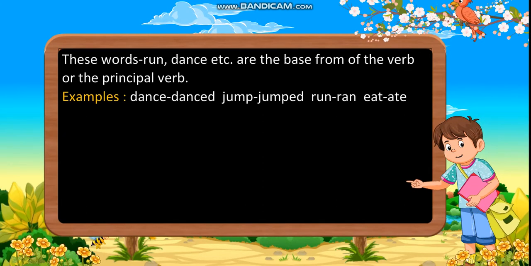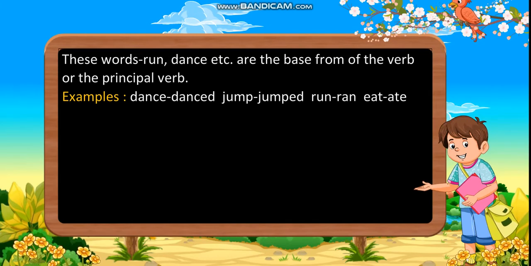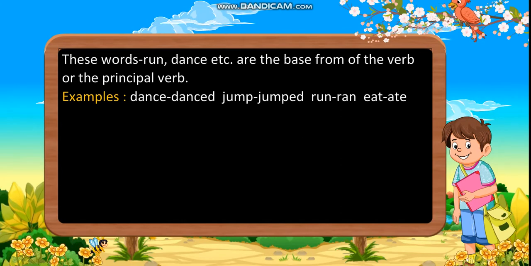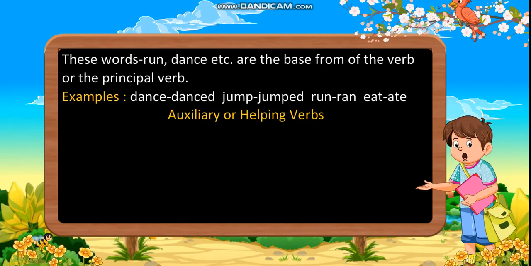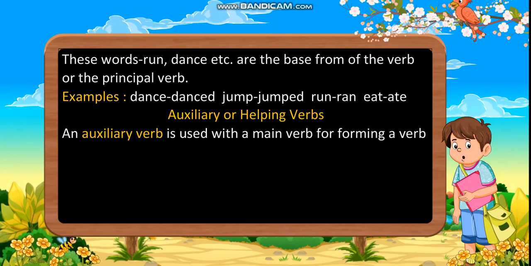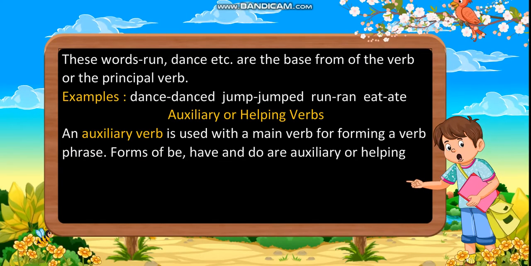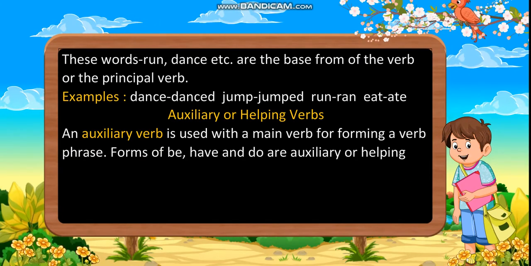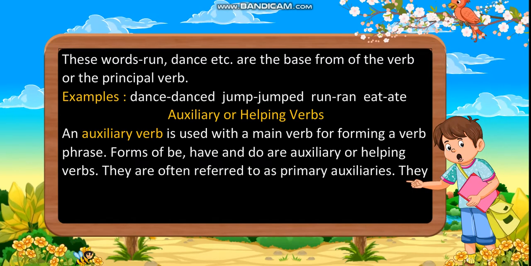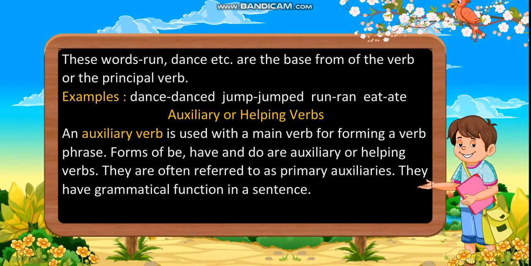Examples: dance, danced; jump, jumped; run, ran; eat, ate. Auxiliary or helping verbs. An auxiliary verb is used with a main verb for forming a verb phrase. Forms of be, have, and do are auxiliary or helping verbs. They are often referred to as primary auxiliaries. They have a grammatical function in a sentence.